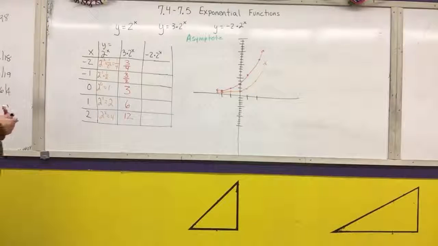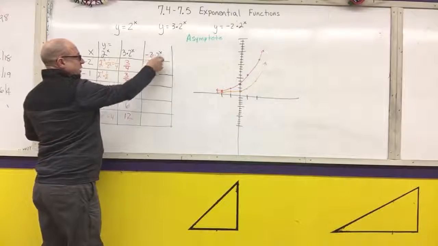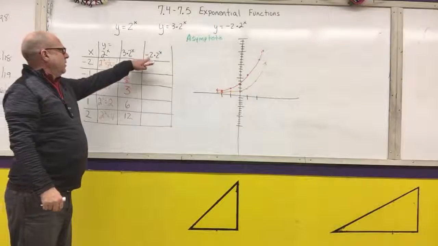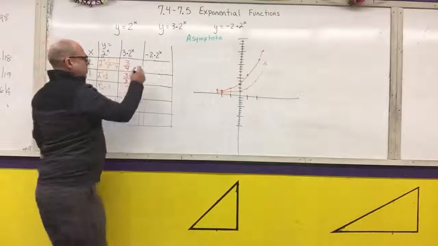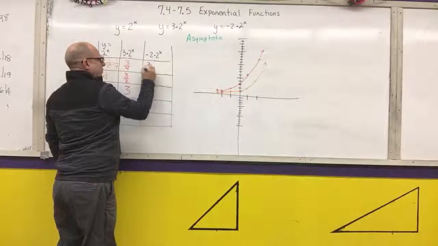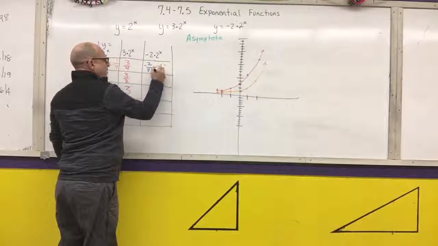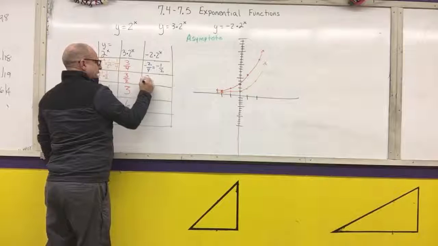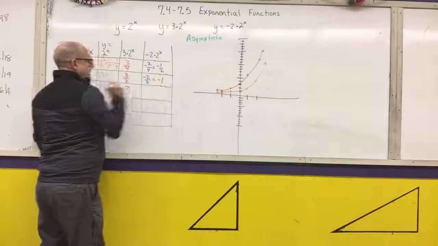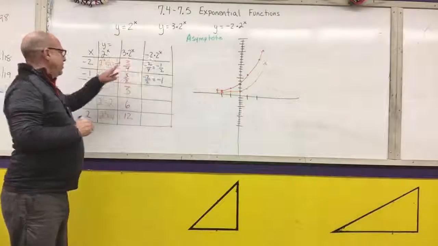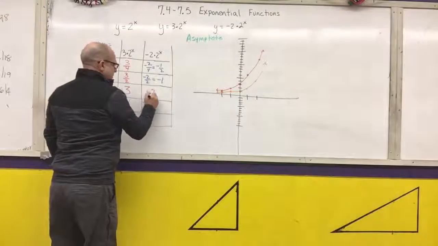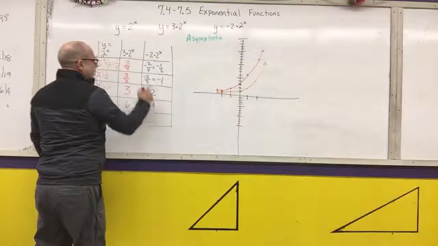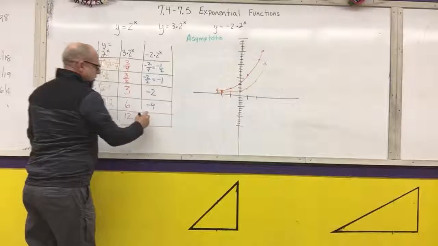And the last one. Similarly, I'm going to take my 2 to the x value and multiply it by what's out in front. So I'm going to take negative 2 times 1/4, which is negative 2 over 4, which is negative 1/2. Negative 2 times 1/2 is negative 2/2, or negative 1. Negative 2 times 1 is negative 2. Negative 2 times 2 is negative 4. Negative 2 times 4 is negative 8.